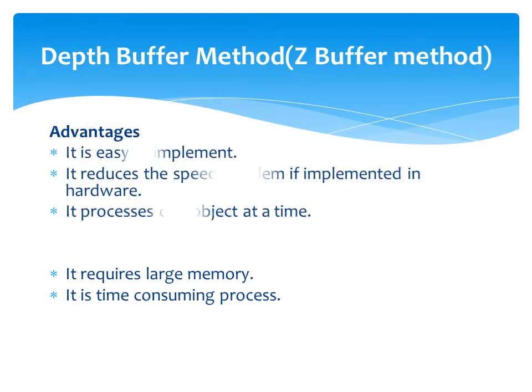Here I listed some advantages and disadvantages of the depth buffer method. The advantages are that it is easy to implement, and if implemented in hardware the processing speed is very high. The last one is that it processes one object at a time so that we are able to see all the surfaces of an object. The disadvantages are that it requires a large memory and is also a time-consuming process because of processing each object one at a time.